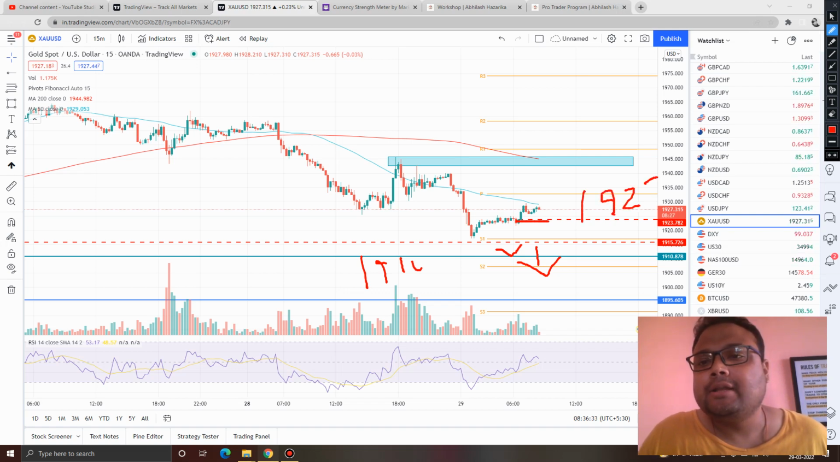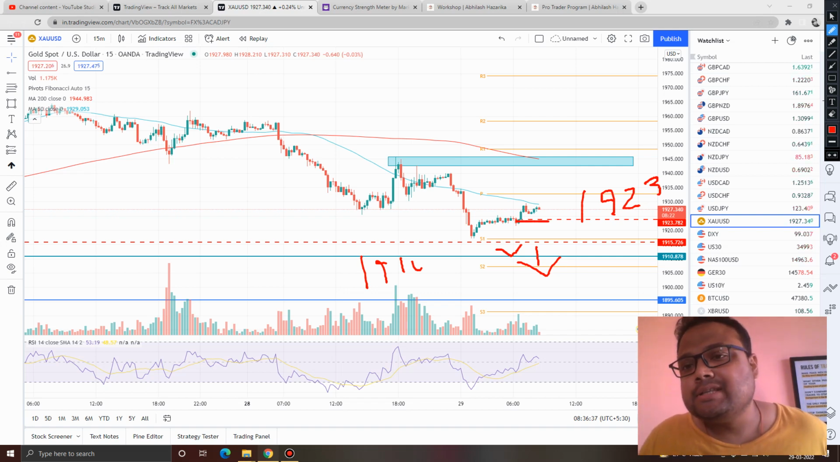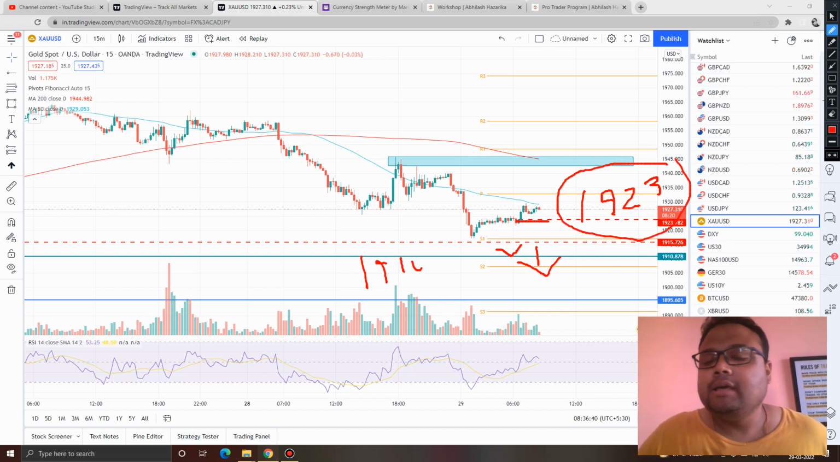मतलब अगर मार्केट 1910 पे आता है, वहां से उछलता है, तो market will face resistance again at 1923. If market reverses from 1923 again after bouncing from 1910, you can look for a sell.